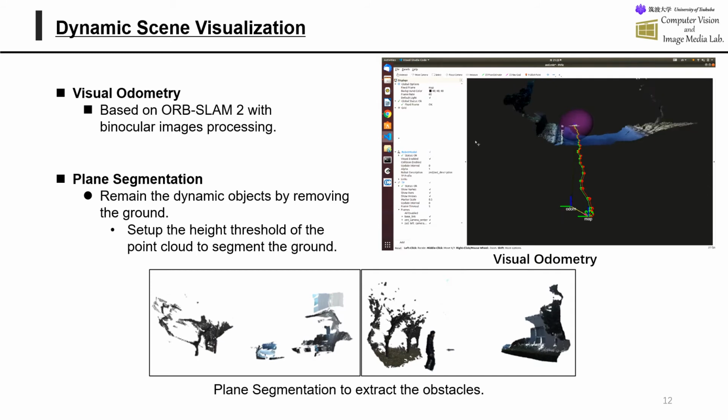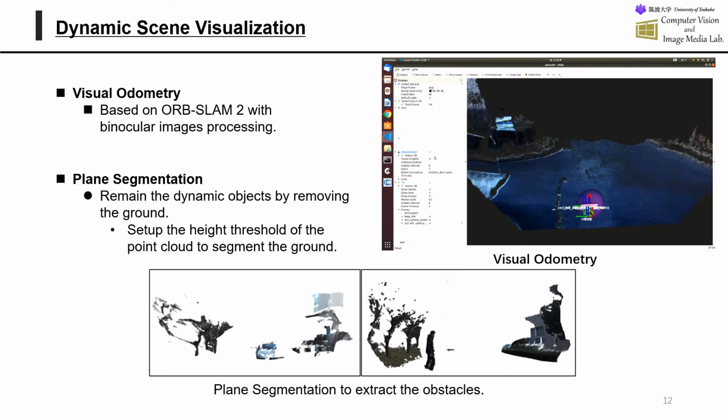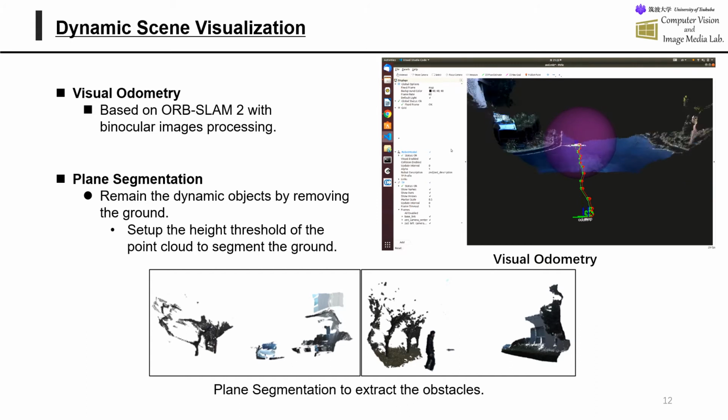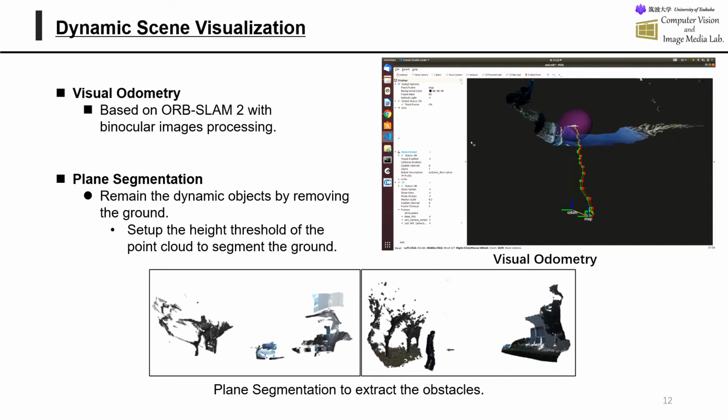To segment the obstacles from the ground, we set up a height threshold on the z-axis to remove the ground. We call it the plane segmentation method. The segmented point cloud contains both static obstacles and dynamic obstacles. And trees, buildings, and moving vehicles information are all necessary to protect drivers from traffic accidents.